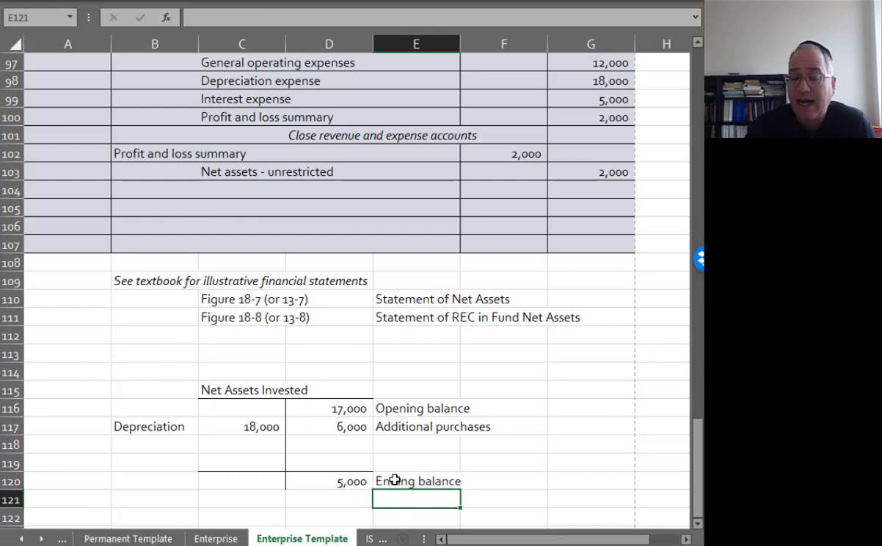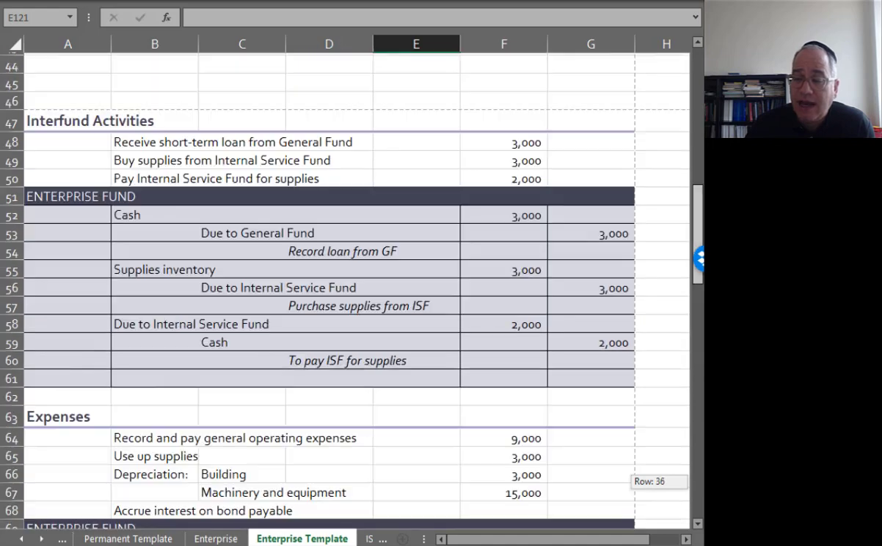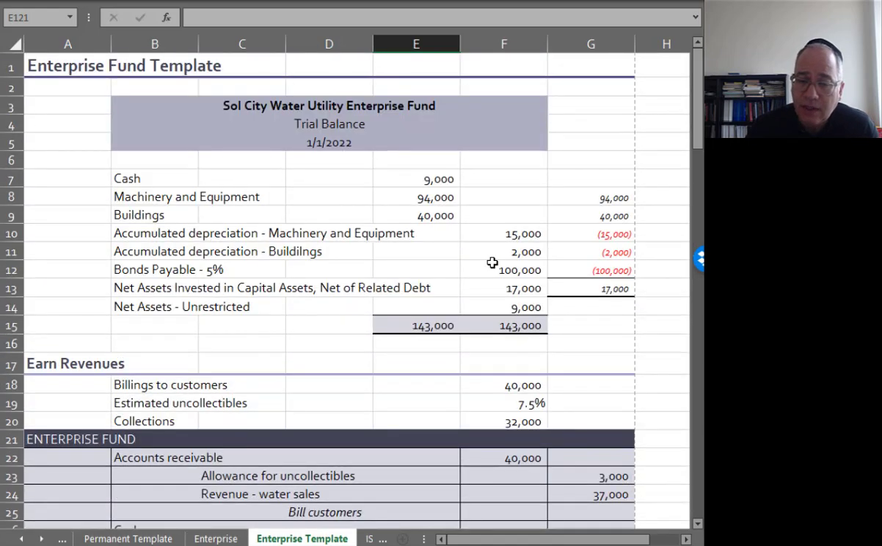And again, remember what net assets invested is. Net assets invested is your capital assets minus your long-term debt. You kind of think of it as two different pieces of the balance sheet here because we don't have retained earnings. So we have net assets unrestricted, which is like working capital, current assets minus current liabilities. And net assets invested is like non-current assets minus non-current liabilities. So you can kind of look at it that way.